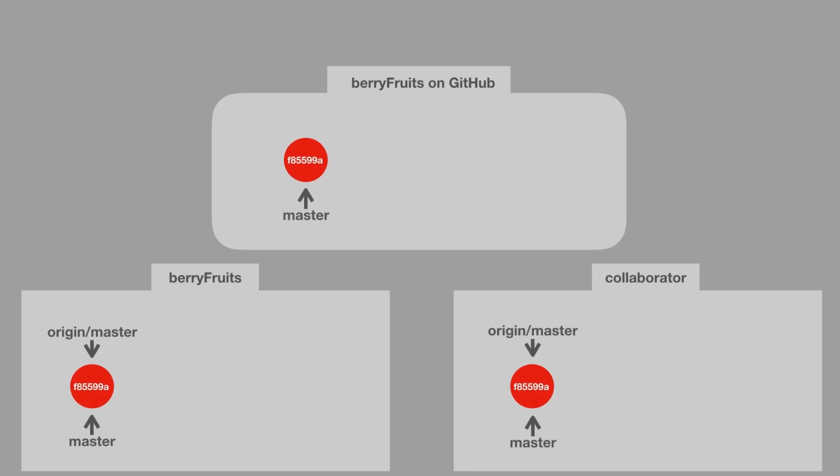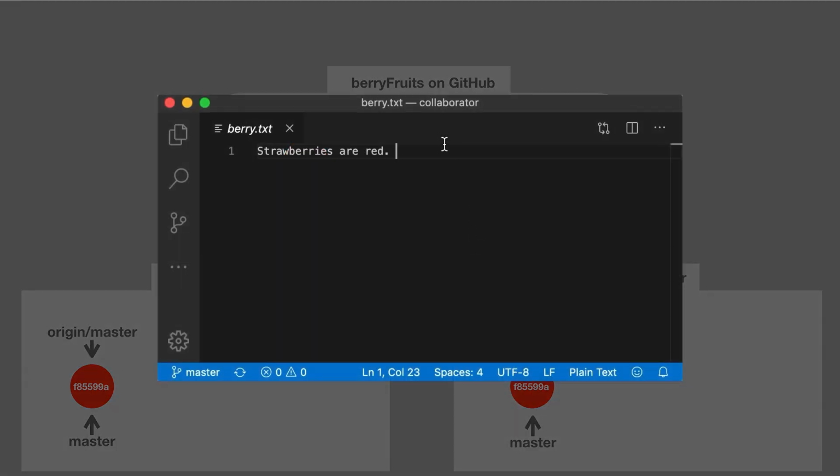So now what happens if both me and my collaborator try to contribute to the repository on the master branch at the same time? So let's say our collaborator adds a commit. We can see that we're in the collaborator's project folder, and there's a file called berry.txt. We've written that strawberries are red, and this is the version of the file that's in the red commit.